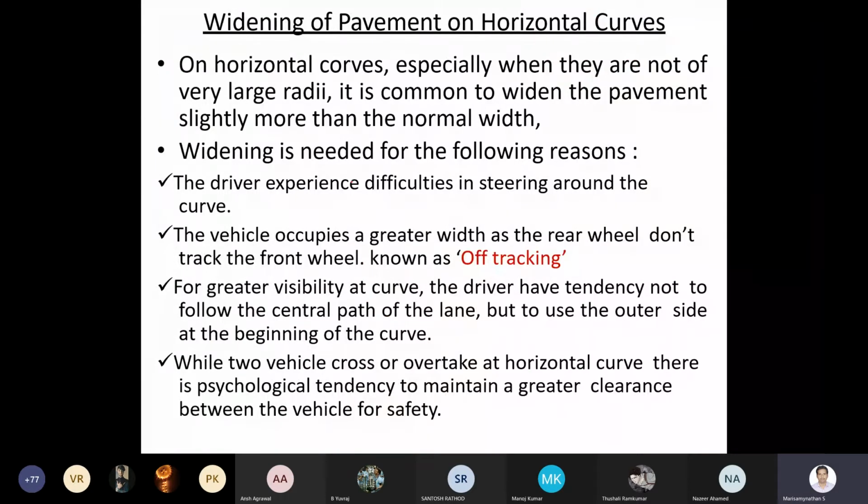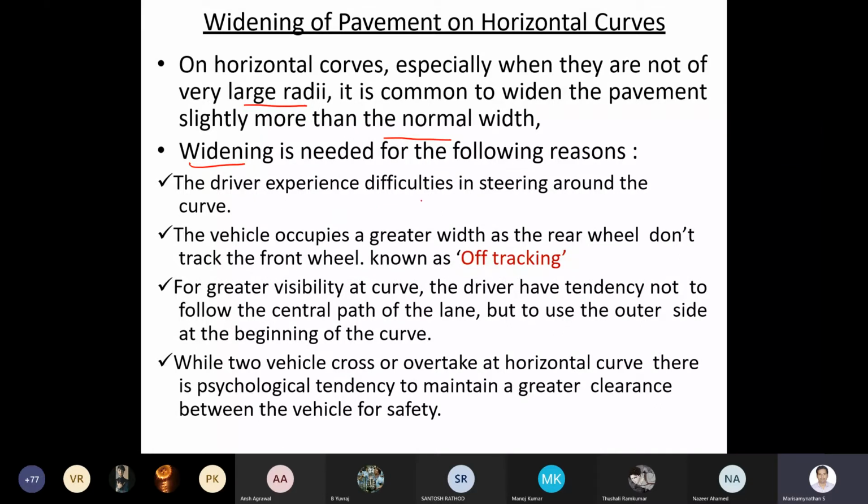In a horizontal curve, especially when it is not of very large radius, so the radius might be small, 150 meters or less than that, then it is common to widen the pavement slightly more than the normal width. So for the radius we have restrictions, and we have the speed limit also. Other than that, for providing the extra widening, we have four major reasons.